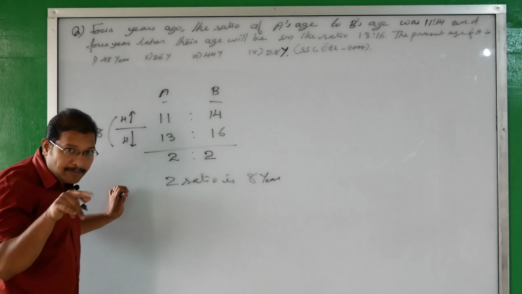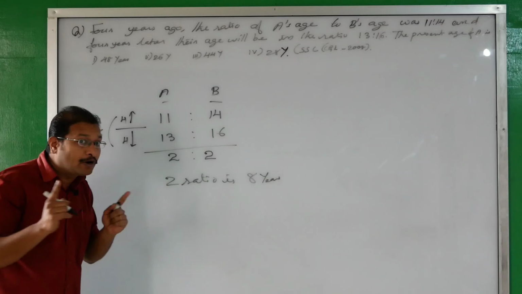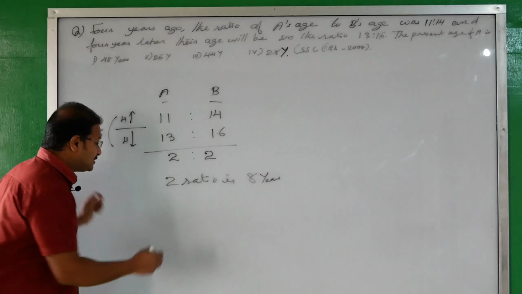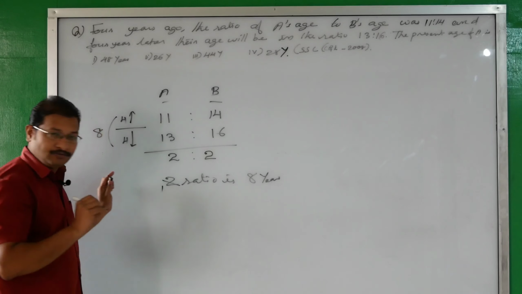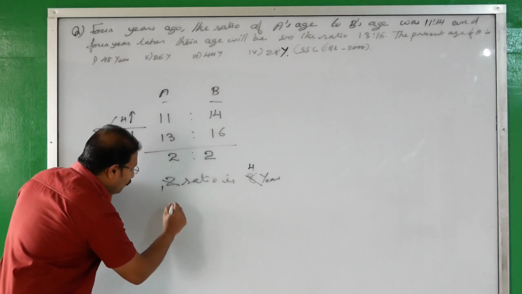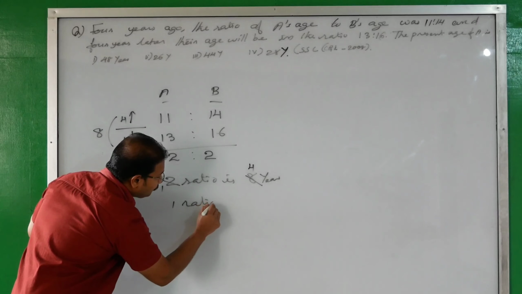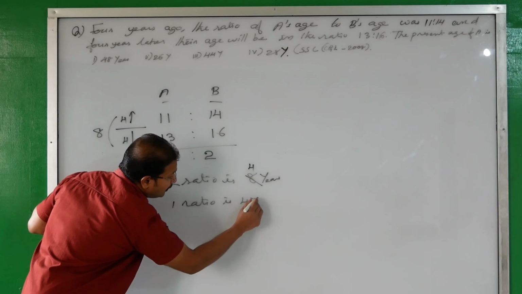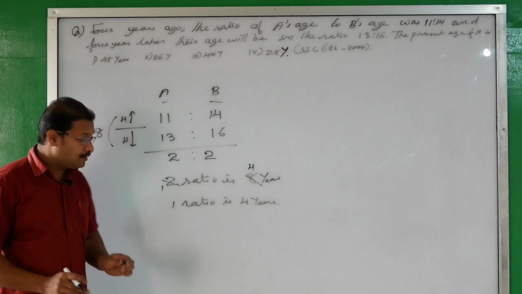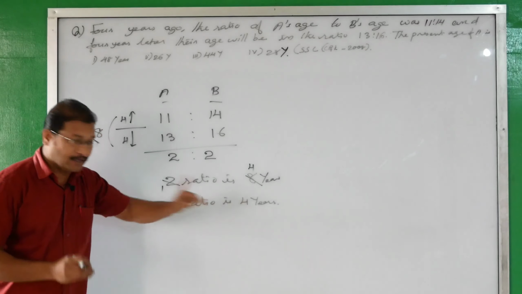Ready? That means 1 ratio, what will happen? Both sides we will cancel by 2. That means 2 ones are 2, 2 fours are 8. That means 1 ratio is 4 years. Ready? That means we got it, 1 ratio is 4 years.